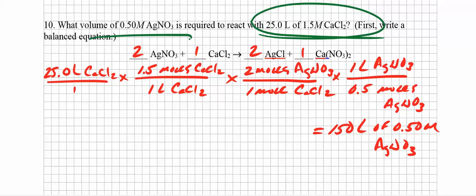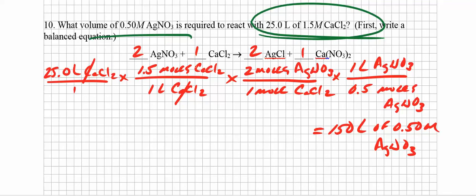So here's what I'm going to do. I'm going to start with what I've been given. I was given the 25 liters of 1.5 molar solution. I'm going to multiply those two together to give me moles of calcium chloride. So liters of calcium chloride and liters of calcium chloride are going to cancel, and I'm going to be left with moles of calcium chloride. So 25 liters from here times 1.5 moles per liter from here, that's what molarity means, gives me moles of calcium chloride. Now what I'm going to do is a mole-to-mole bridge because I'm being asked about silver nitrate.